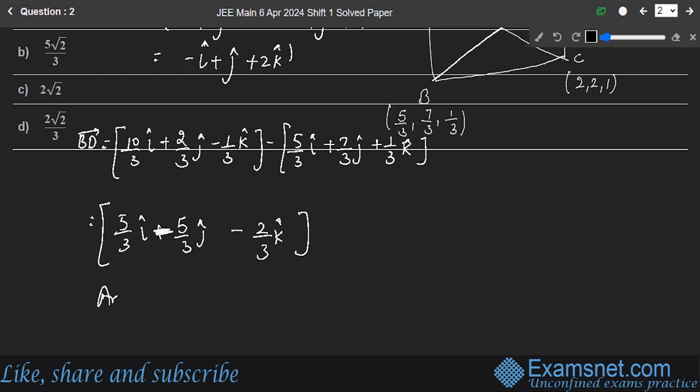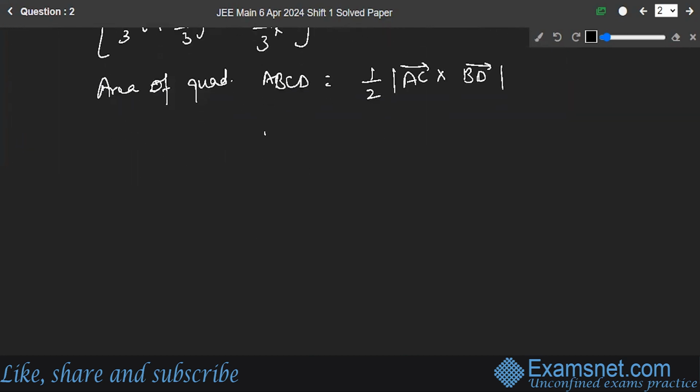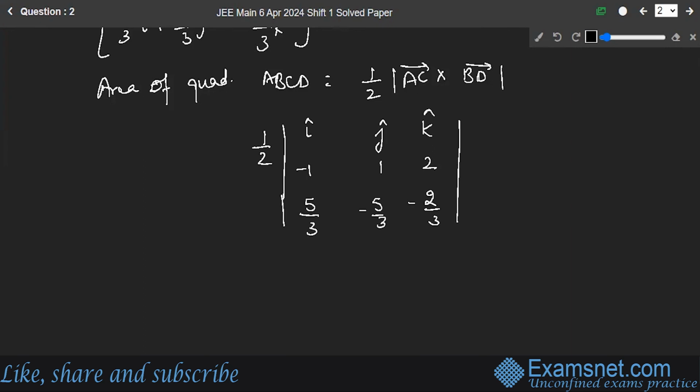So the area of the quadrilateral, you know the formula, if I say it in the vector form: area of the quadrilateral ABCD is given by half the cross product of the two diagonals. I got the vector form of the two diagonals. So this will be given by half the determinant of I, J and K; this row was minus 1, 1 and 2; here was 5 by 3, minus 5 by 3 and minus 2 by 3.